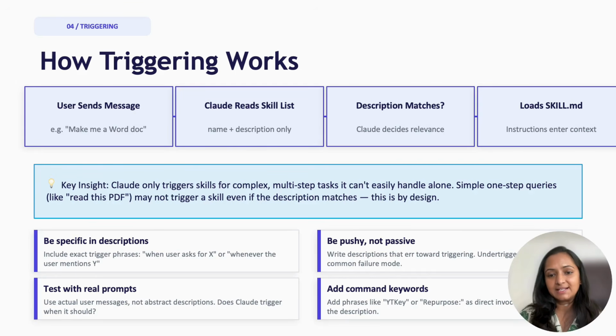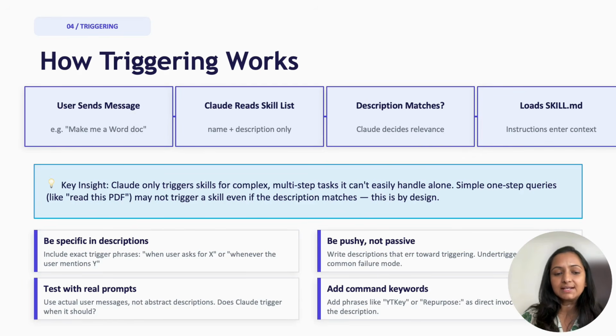Next, if the description matches, then Claude decides the relevance. Is it really relevant? Do I have to pull out the skill? And when it is relevant enough, then it loads the skill.md, and then the instruction sets enter into the context of that chat.